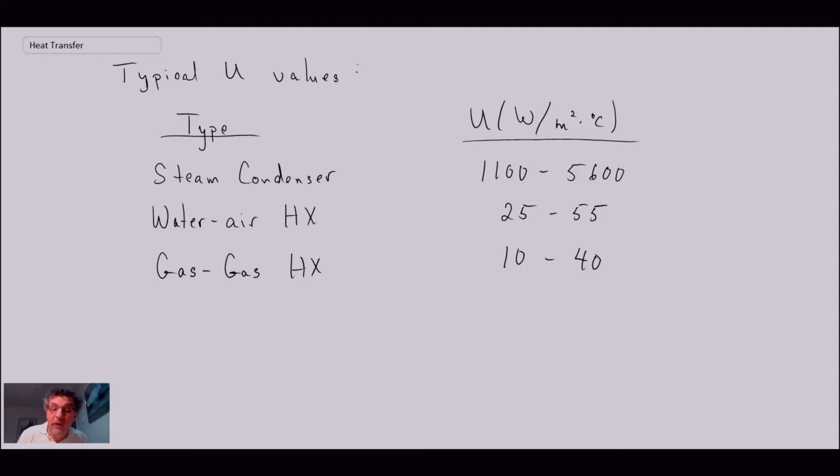So you can see a range of values. If we're going through a phase change, it's going to be quite high. If we have water to air, the liquid will have a higher convective heat transfer coefficient, as shown there. And then at the lower end, if you have gas, you recall the convective heat transfer coefficients are not as high as a liquid, and consequently the overall value is going to drop somewhat there. So these are numbers that will be used in the analysis. Sometimes it's given to you, sometimes you're trying to solve it.